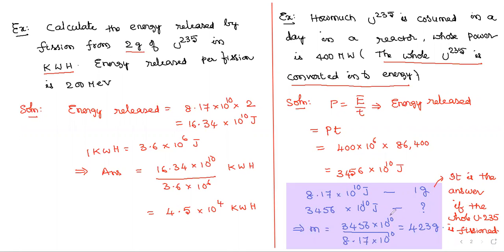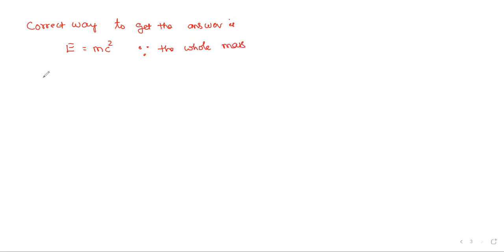So I think it is not the answer. That's why I'm going back to my red color. The correct answer I'm going to write here. The correct way to get the answer is E is equal to mc square, since the whole mass is converted into energy.